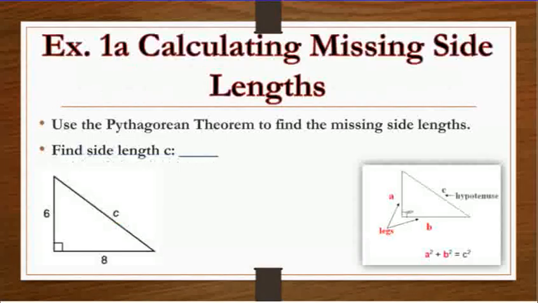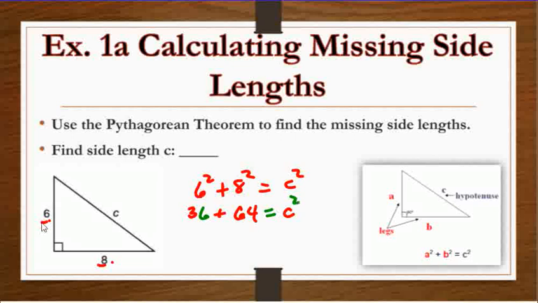So let's take a look at an example here. Let's use the Pythagorean theorem to find the missing side length, and find side length C. So here, this is your B and this is your A. It doesn't matter which one you have as your legs. So I have 6 squared plus 8 squared has to equal C squared. 6 squared is 36. 8 squared is 64. We need to find out what C squared is. 36 plus 64 is 100.